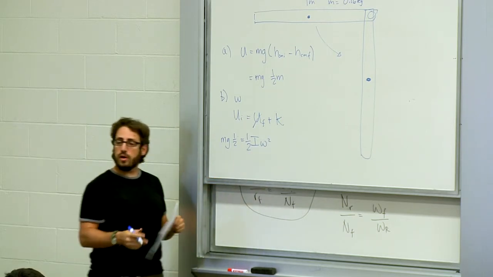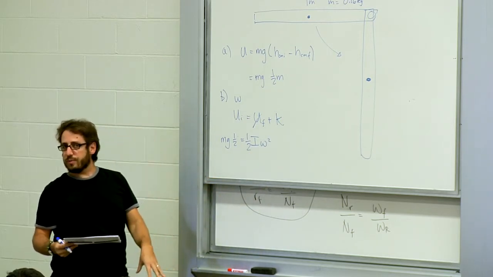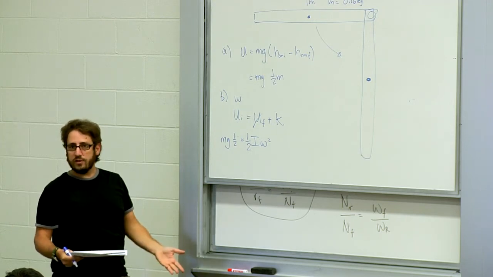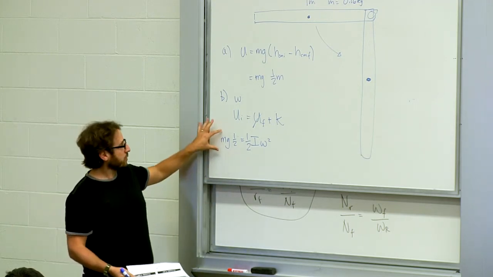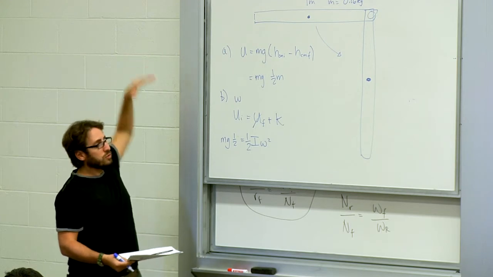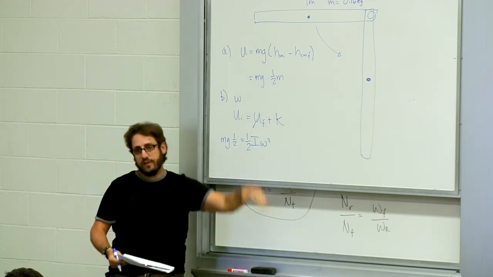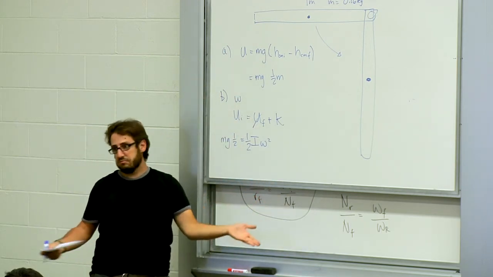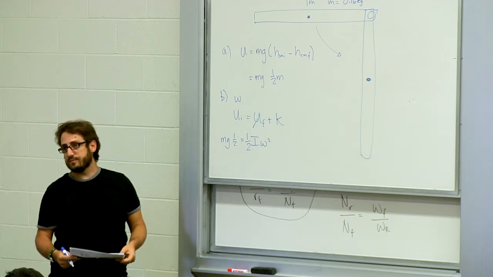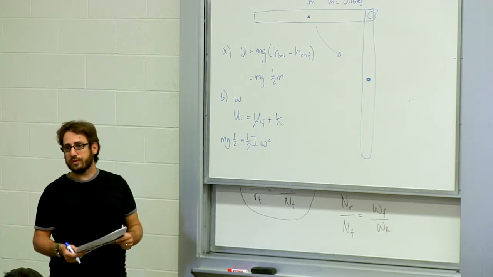So it's just like those problems of a block falling where you turn the potential energy into kinetic energy to find its velocity. Here we're turning potential energy into rotational kinetic energy to find rotational velocity. Exactly the same kind of problem, just translated into rotational terms.